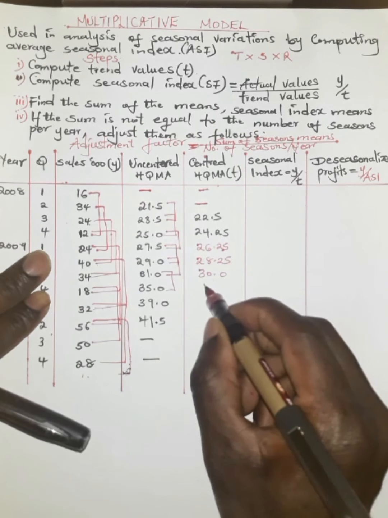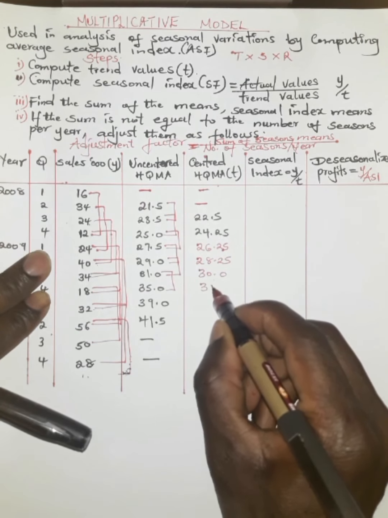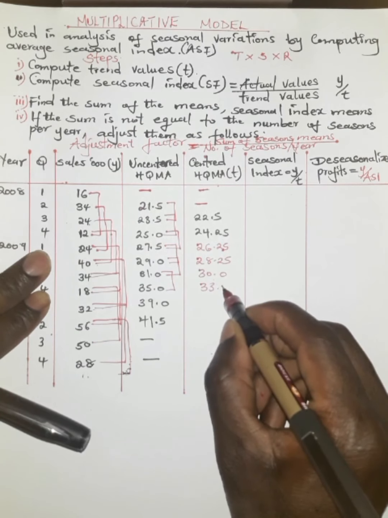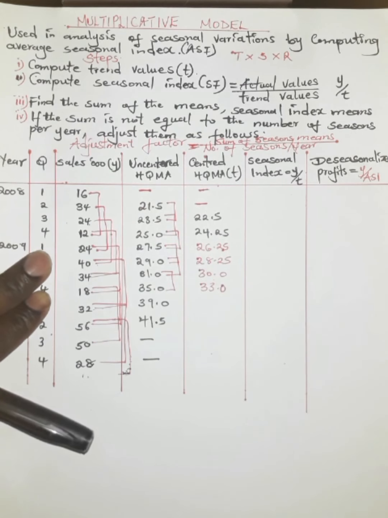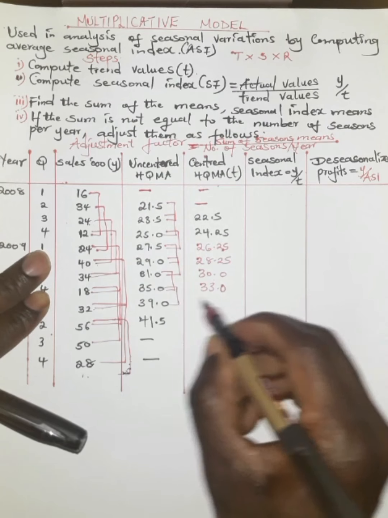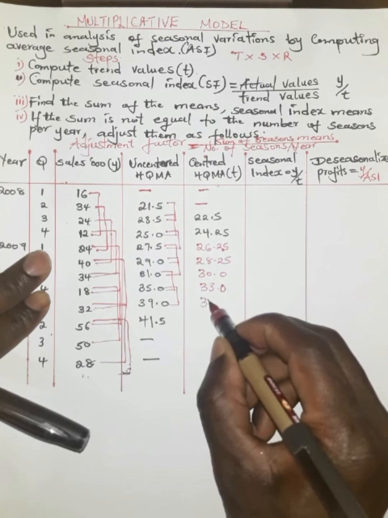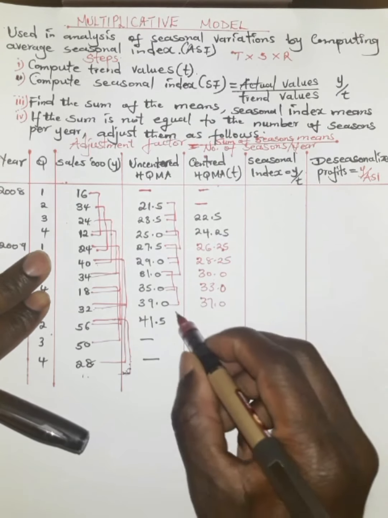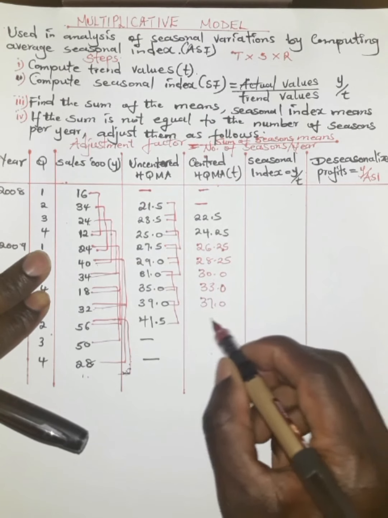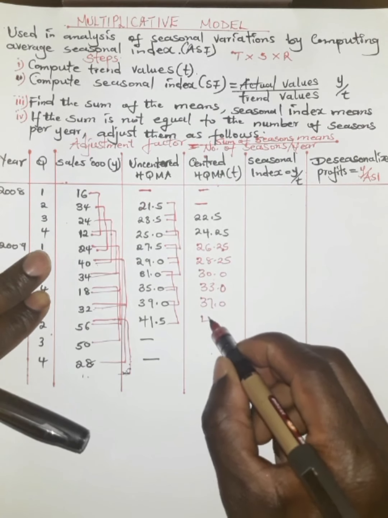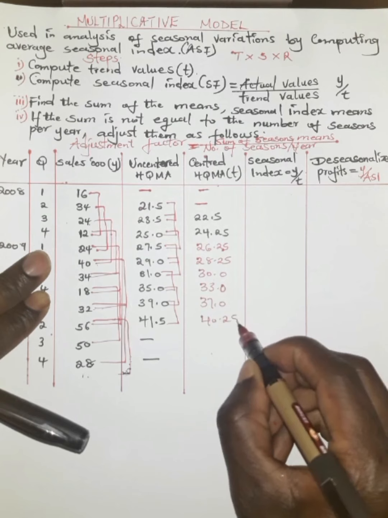Add this 2 divided by 2 should have a value of 33.0. Add this 2 divided by 2 should have a value of 37.0. Then lastly, divide by 2, we have a value of 40.25.